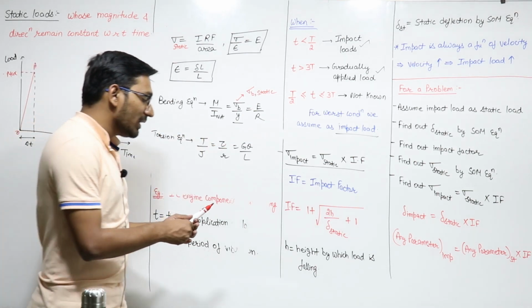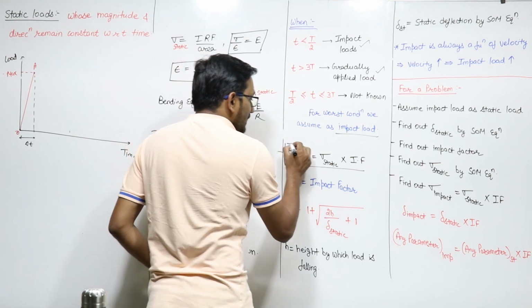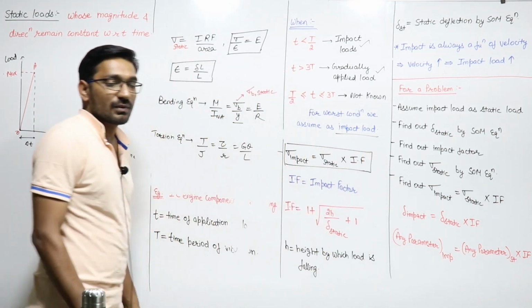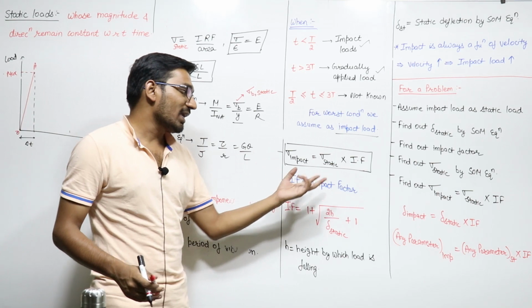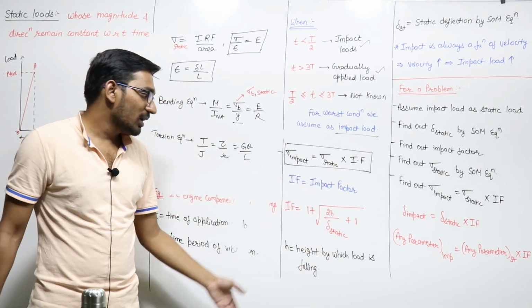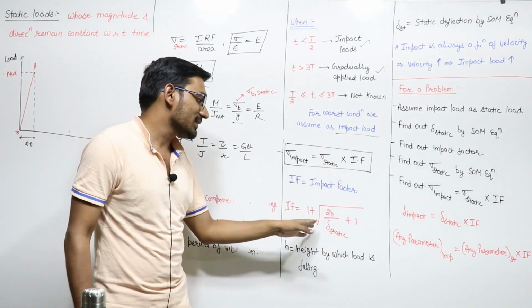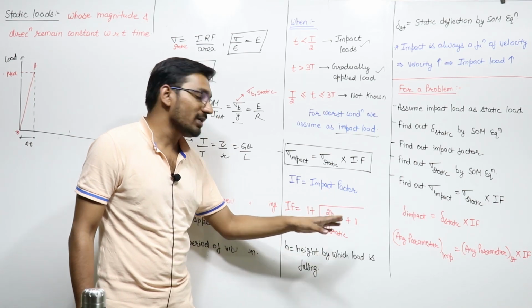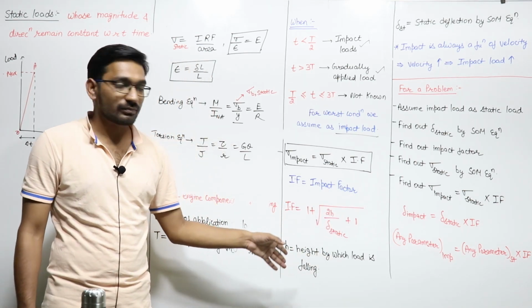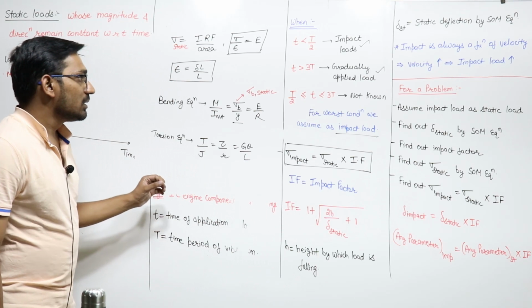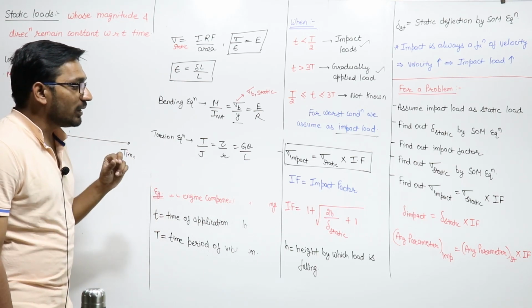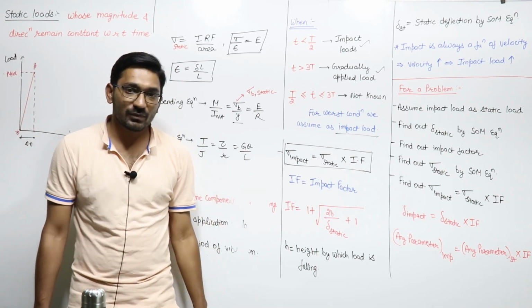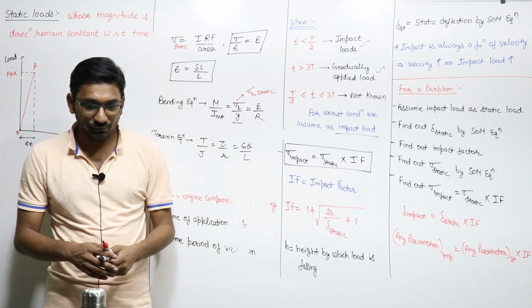So this is how you will calculate the impact shear stress or impact stress, which is equal to static stress into impact factor, and impact factor is 1 plus under root of 1 plus 2h upon delta static, right? So this impact load is a function of velocity.